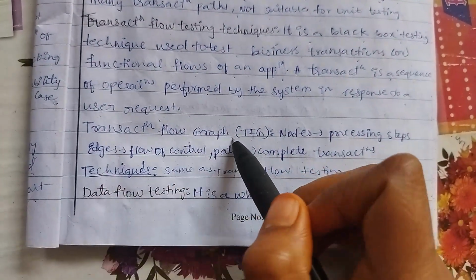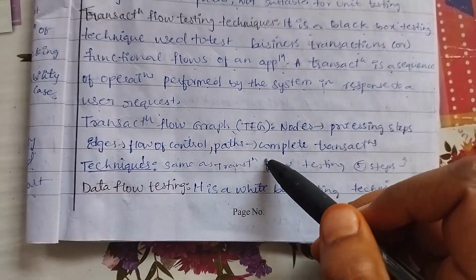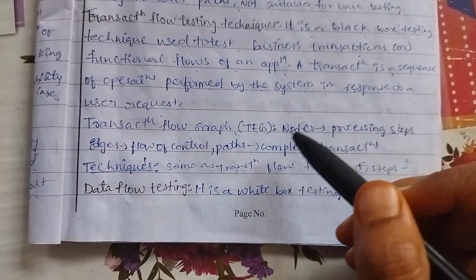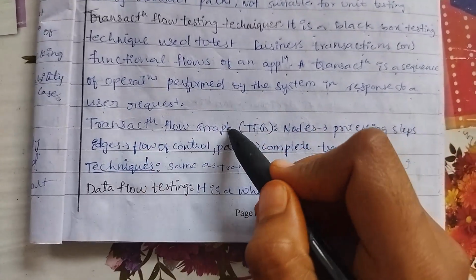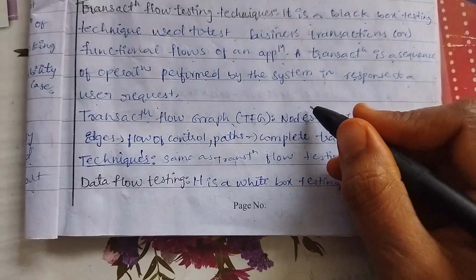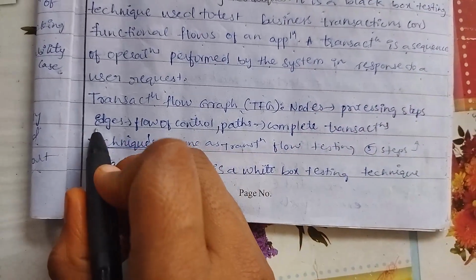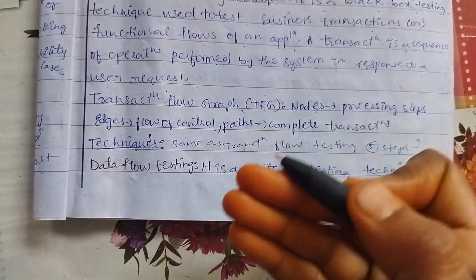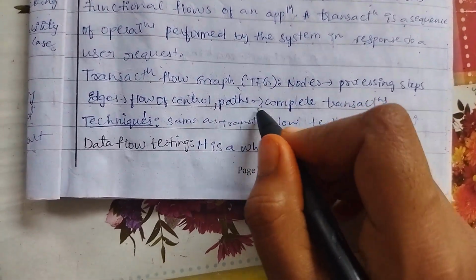Transaction flow graph. We have some key points: nodes, edges, paths. These three key points we use for the transaction flow graph. Nodes are the processing steps, from where to where the transaction is happening. Edge, the flow of control, is known as an edge. Path, a complete transaction, is the path.